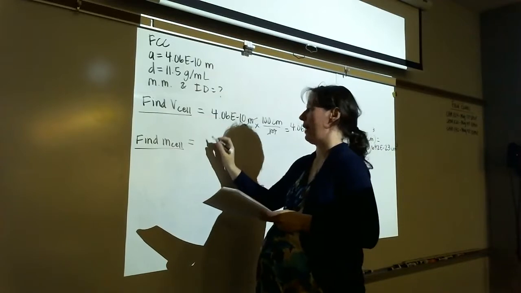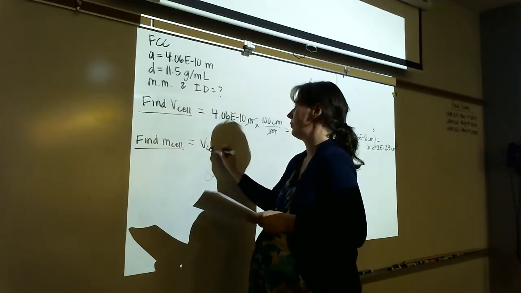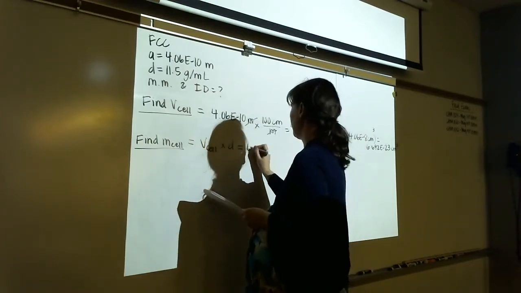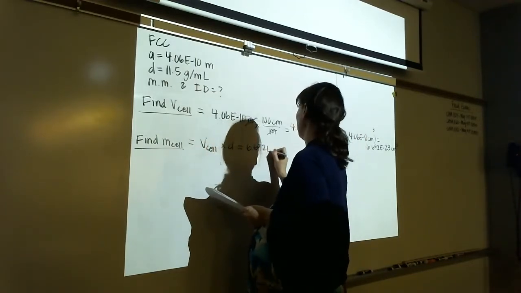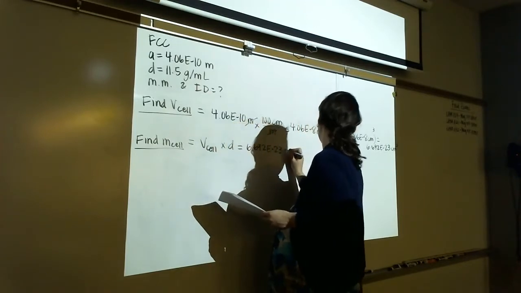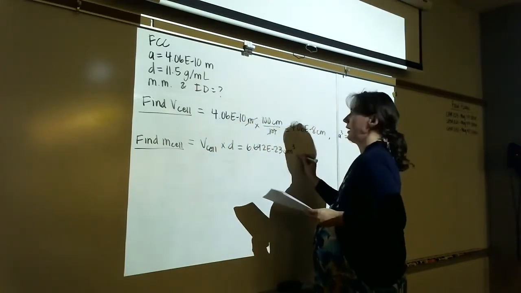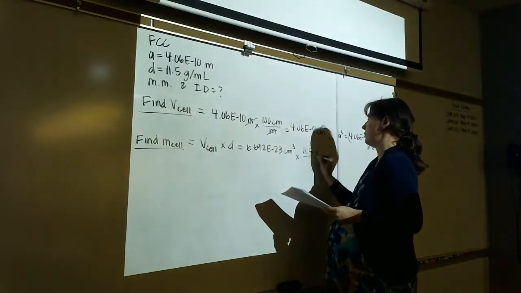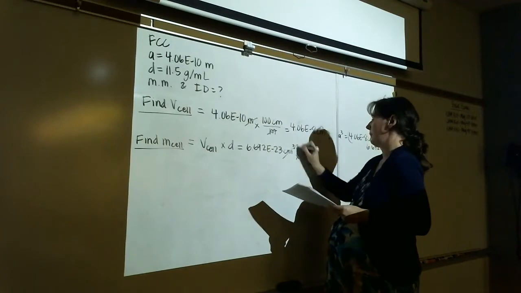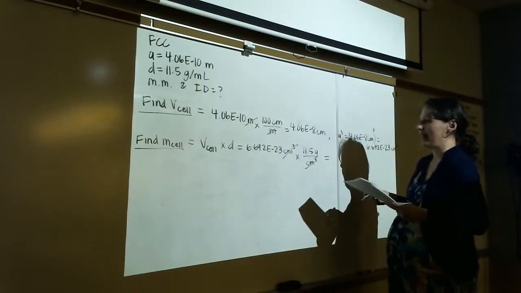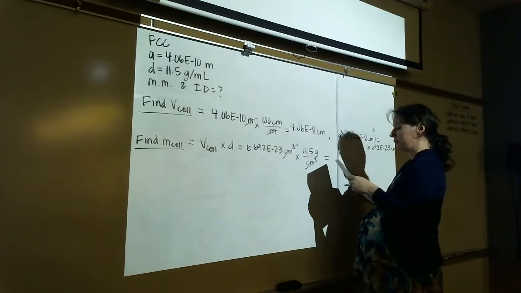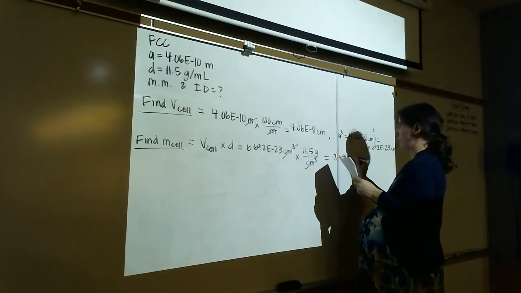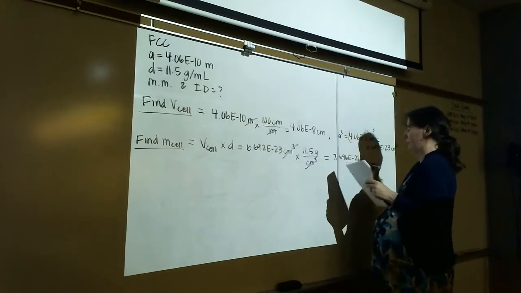Well, we just found volume times density, right? So that answer that we just got, 6.692 times 10 to the negative 23rd centimeters cubed, times the density, which is 11.5 grams per centimeter cubed. That gives me the mass of the entire cell, which is 7.696 times 10 to the negative 22nd grams.